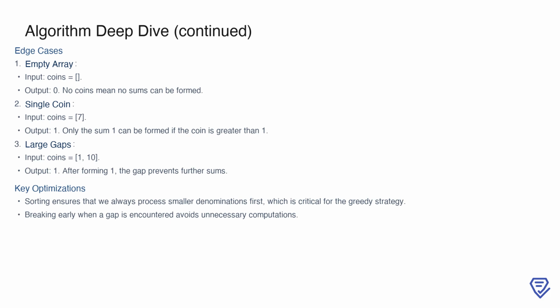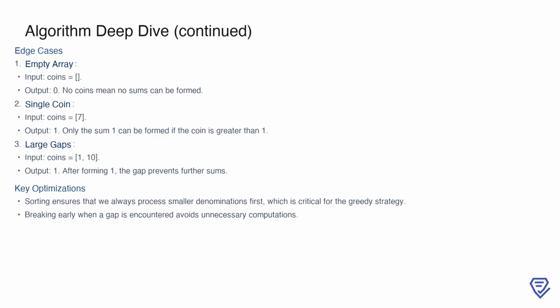If the array is empty, no coins are available, so the output is 0, as no sums can be formed. For a single coin, such as coins equals 7, we can only form the sum 1 if the coin's value is greater than 1, resulting in an output of 1. For arrays with large gaps, like coins equals 1, 10, we can form the sum 1 with the first coin, but the gap caused by the second coin prevents further sums, so the output is also 1.